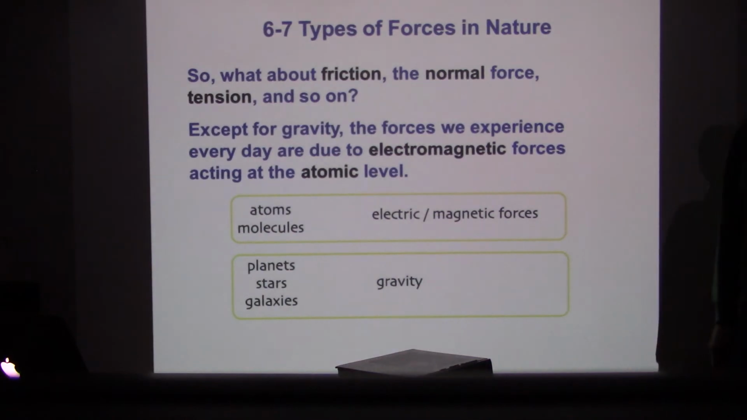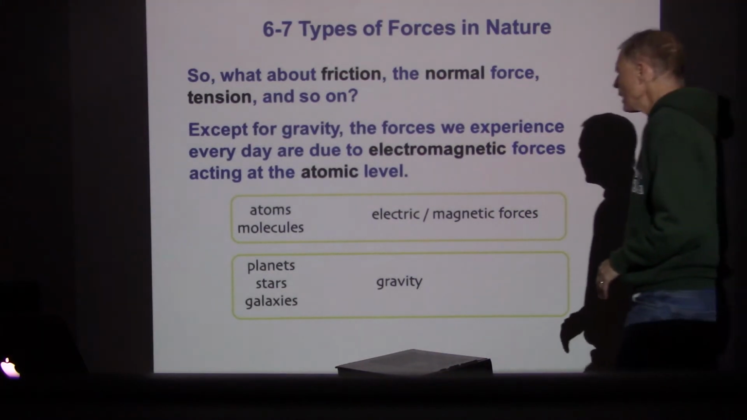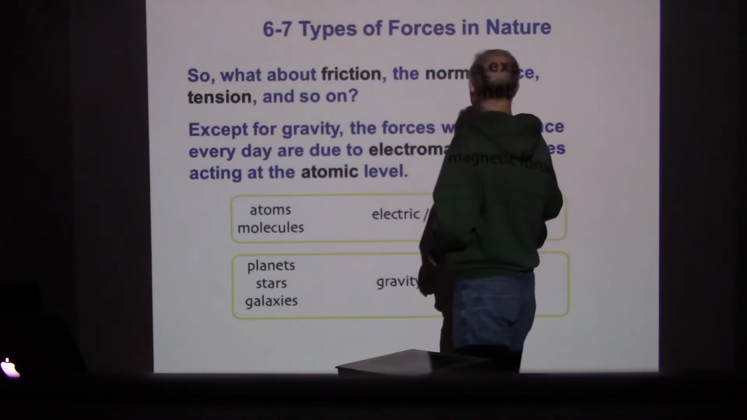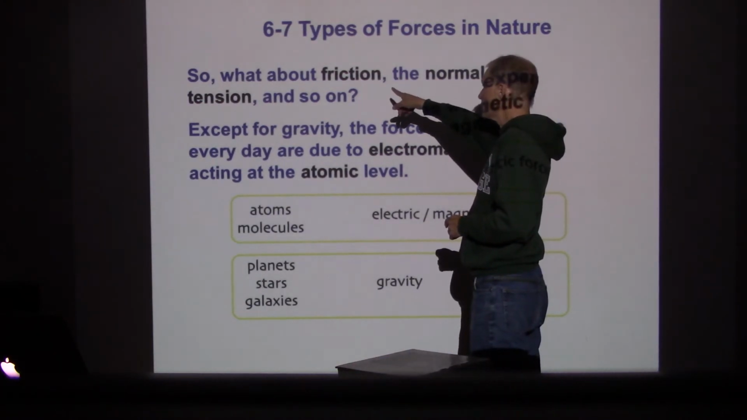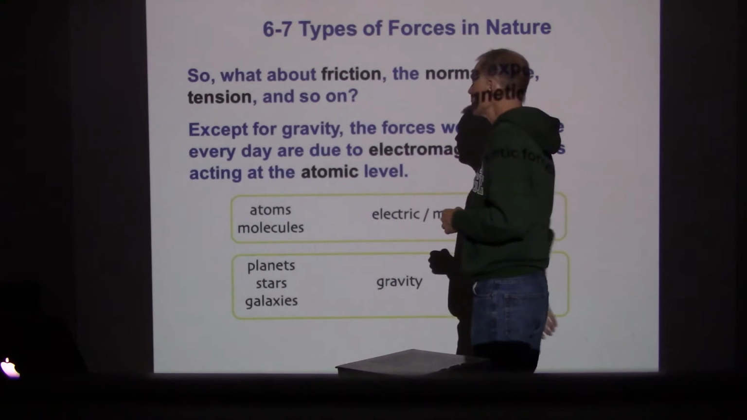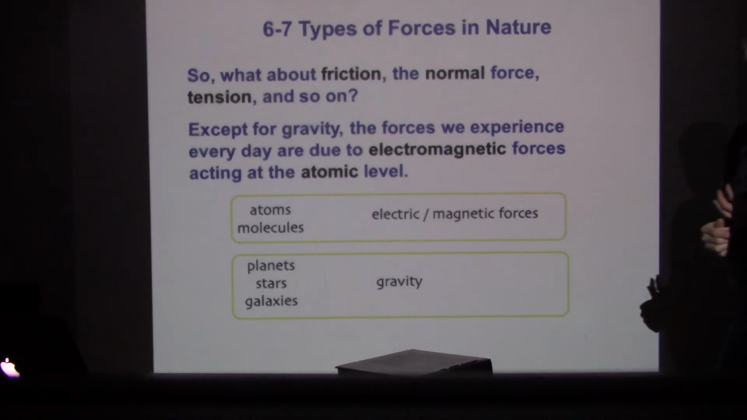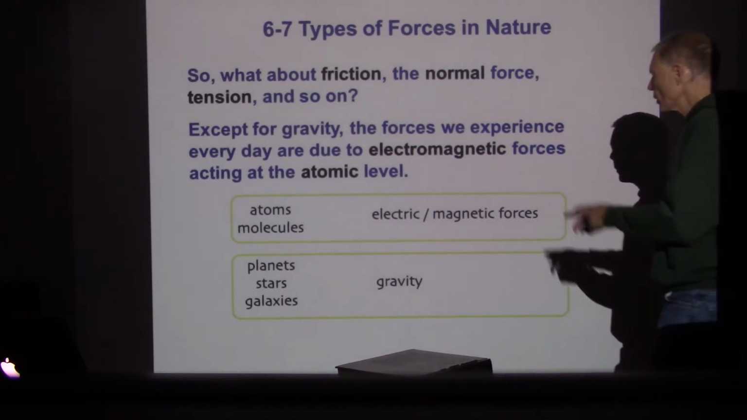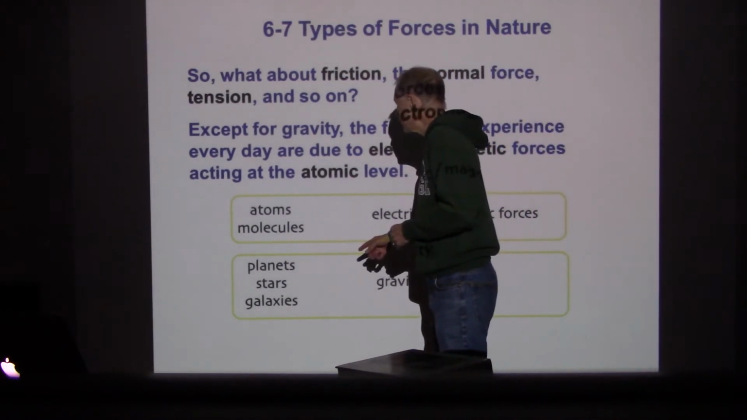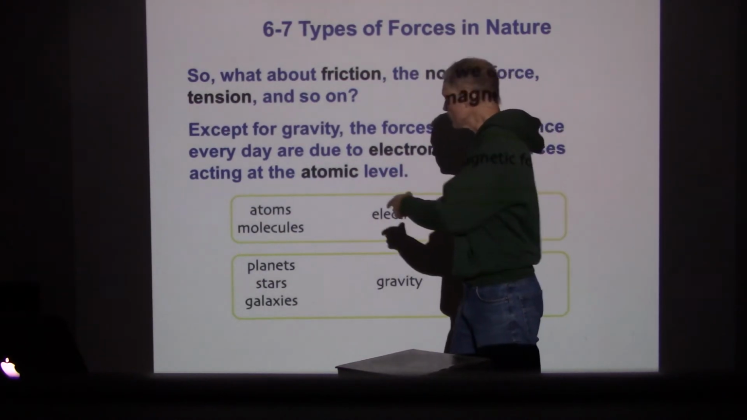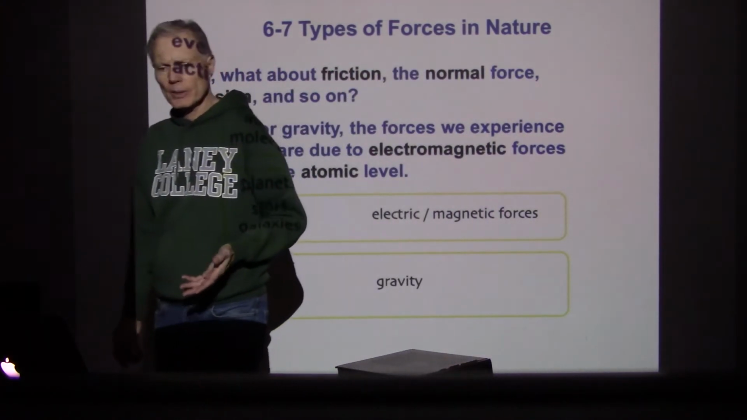So there are electric and magnetic effects between atoms and molecules. That's what holds the atoms and molecules together. And then what about friction and tension? We'd say it's the same thing. Those are all based on atoms and molecules. Those other forces, all the contact forces, are based on electric and magnetic forces. Now, where gravity becomes really important is not at the level of atoms and molecules, but at the level of planets and stars and galaxies.